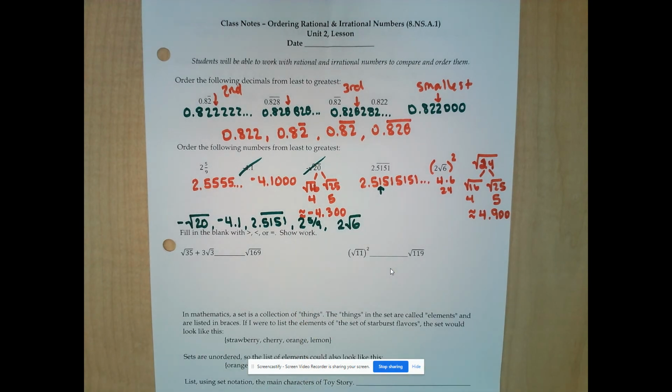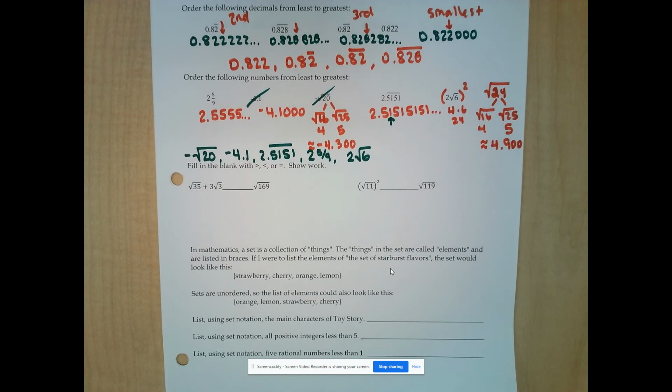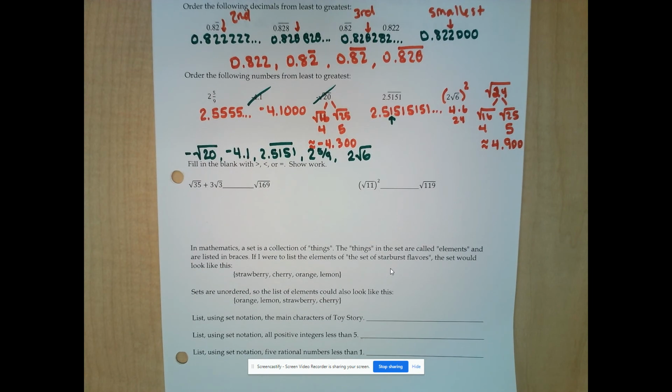So I will cross them off as I go. I will compare digits. Negatives always come first, to the left, because they are lower than 0. Positive numbers go to the right because they are greater than 0. Fill in the blank with greater than, less than, or equal to, and show your work.